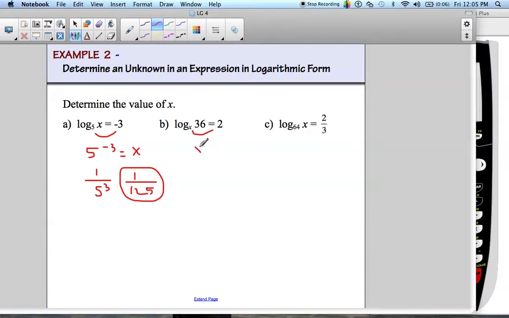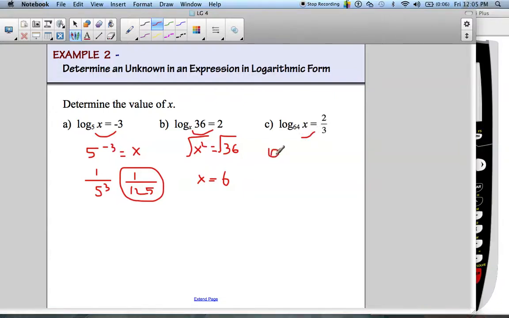Here, now our base is the x, so we boot up. So now we have x to the 2 equals 36. And now we're just going to do a little bit of algebra. That's easy, square root. So x equals 6.